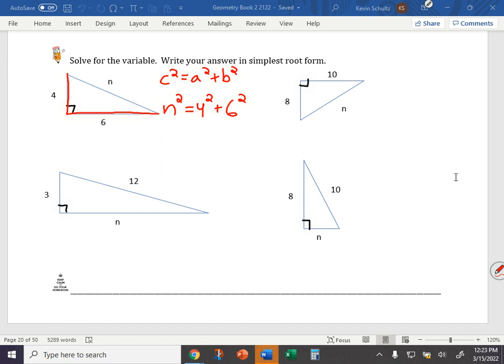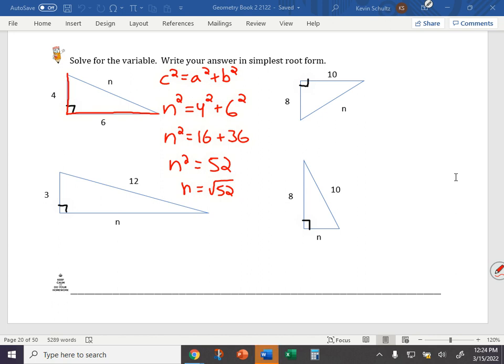Following order of operations here, we would square first. This would not be 4 plus 6 to get 10, then square 10 to get 100. It is n squared equals 16 plus 36. N squared equals 52. And because we are PEMDAS people, we know that to isolate that n, we would root both sides. So n equals the root of 52, which can be simplified.